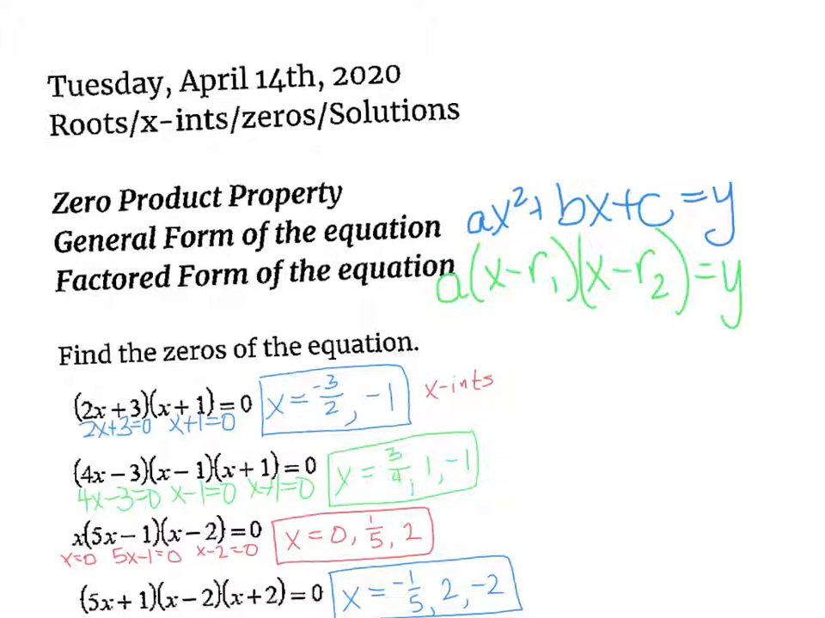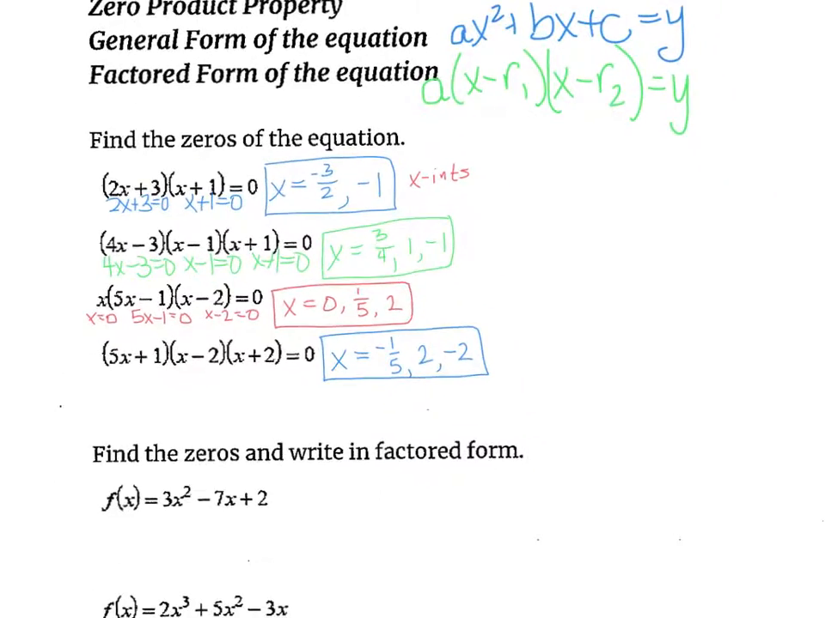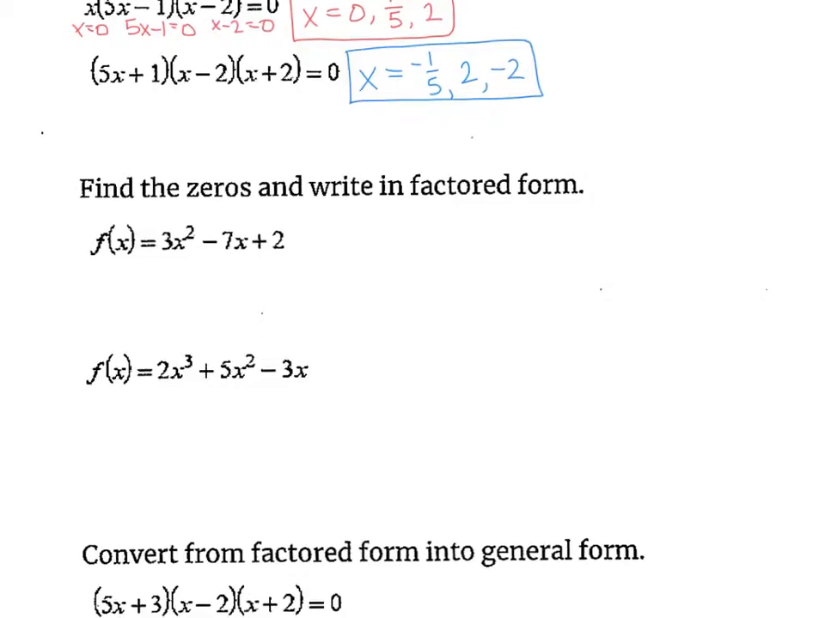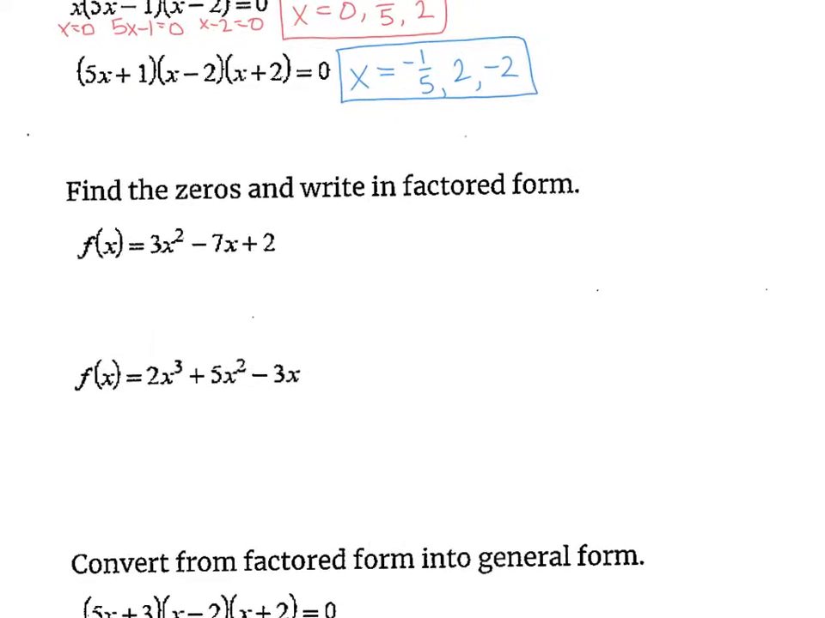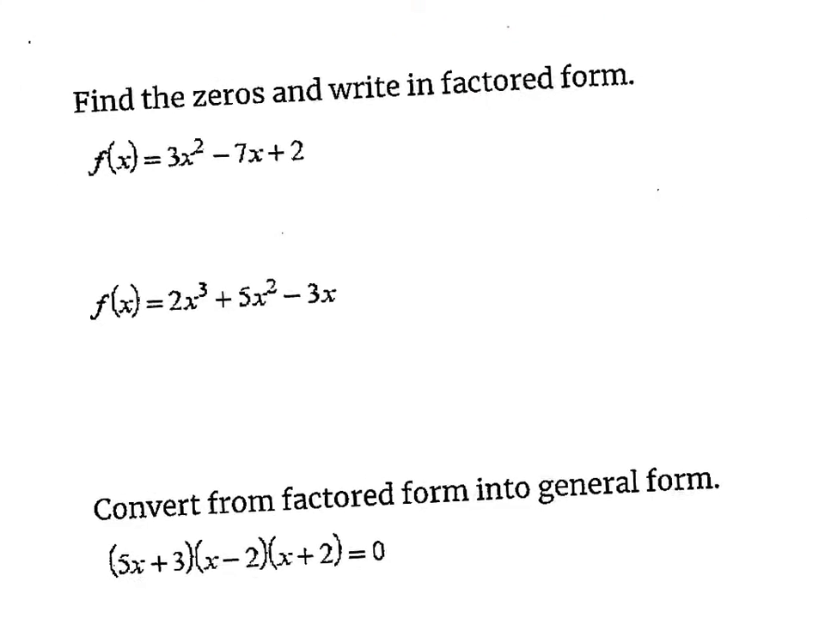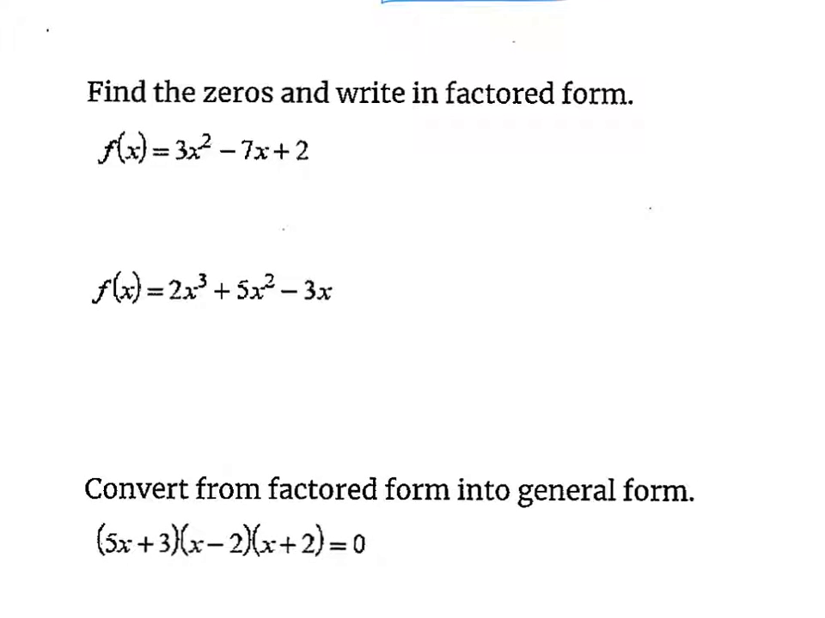I want you to start by graphing. Get that graphing calculator back out. Let's find the zeros and write in factored form. If I find the zeros by graphing, I need to put this equation into y1 and find those x-intercepts. Sometimes you might have to calculate the zero. Remember, second trace, and we calculate the zero to do that.